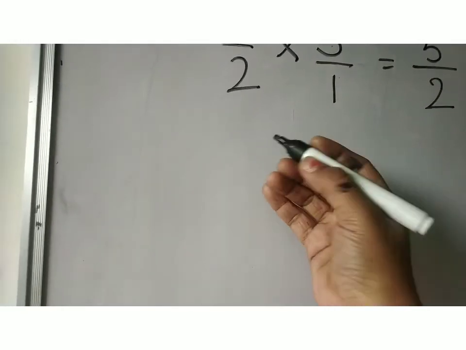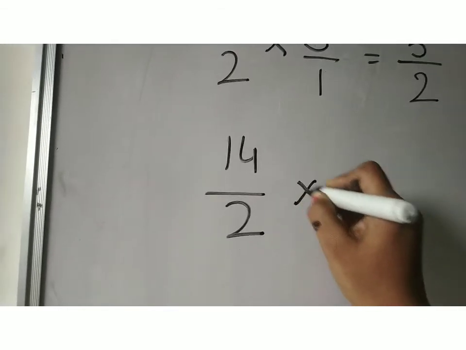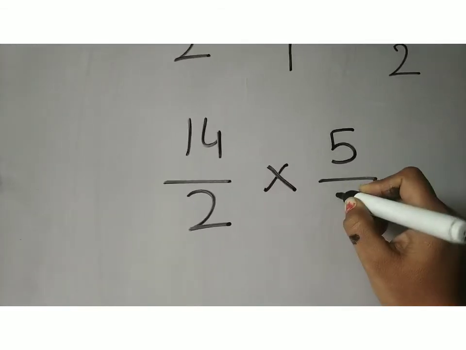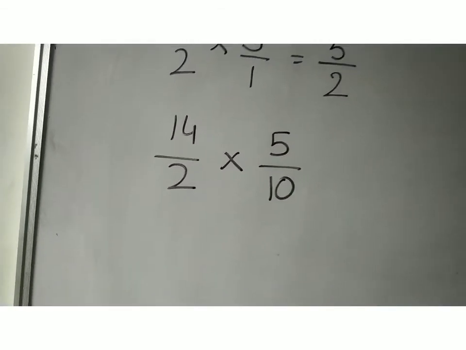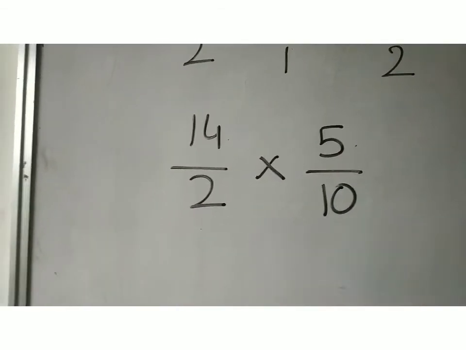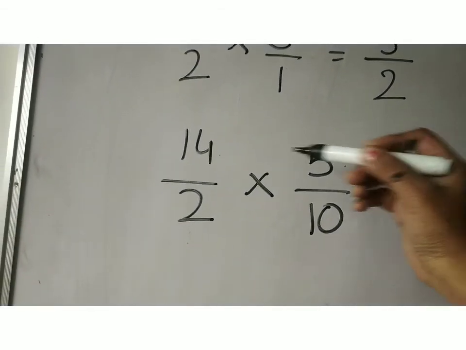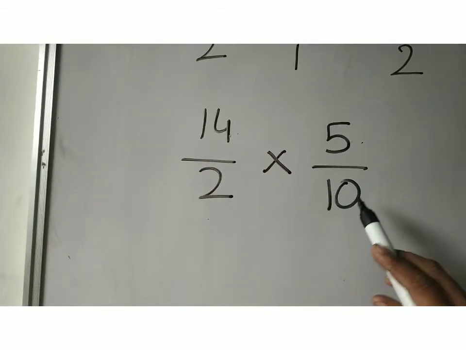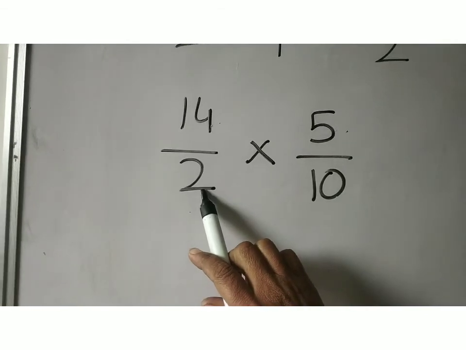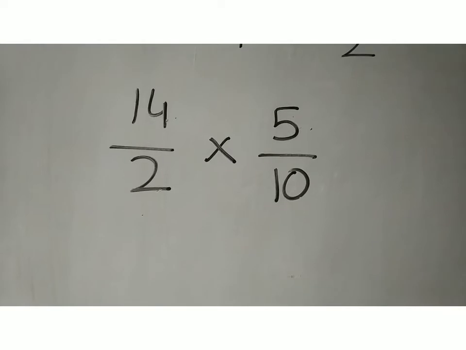We will take one more example. Suppose there is 14 upon 2 multiply by 5 upon 10. In this example, these are the numerators and these are the denominators. You have to keep one thing in your mind, that numerator will not be cut by numerator and denominator will not be cut by denominator. But we can cut numerator by the denominator or denominator by the numerator.